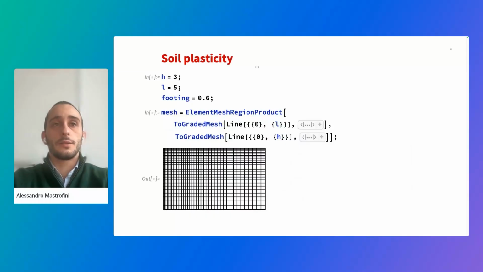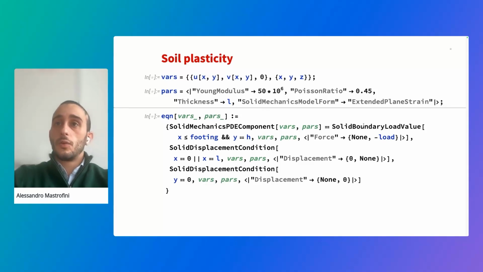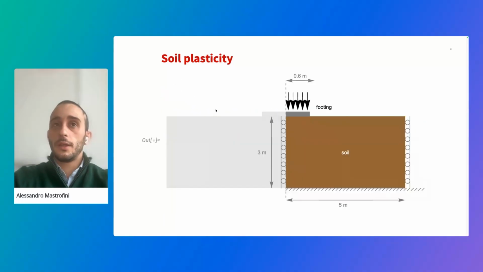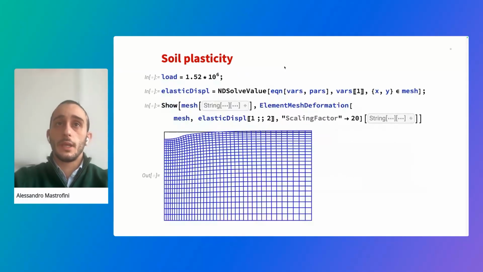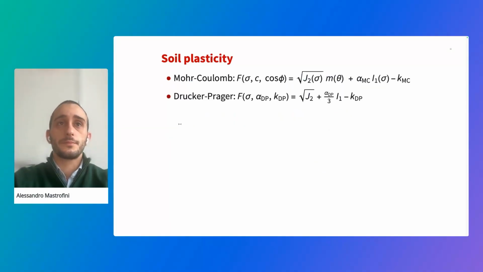To do that, once again, let's construct a mesh. Let's define variables, parameters, and equations that now account for the symmetry condition, and also for the boundary load of the footing. So all the area here of the footing is represented by an imposed load. What we can see is the classical elastic deformation. So we see this settlement here, but we want to know if we can accept that or not. How? Strain and stresses, once again.